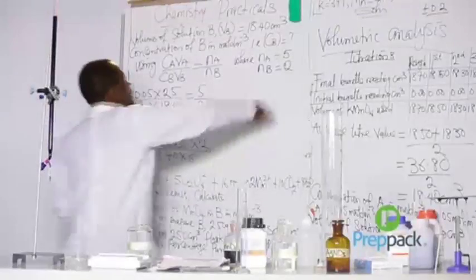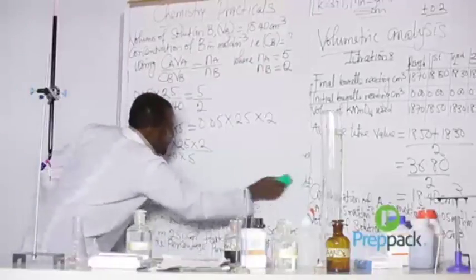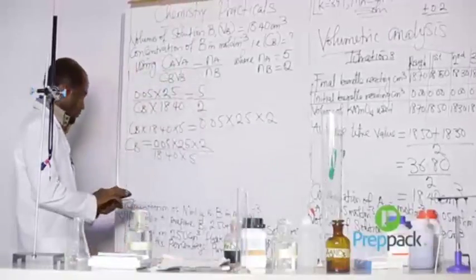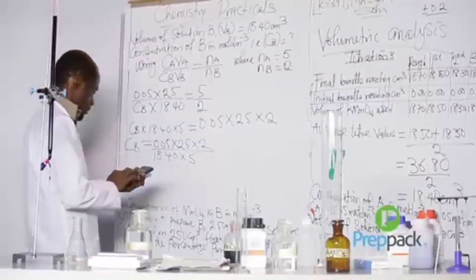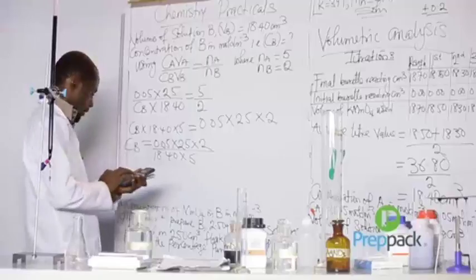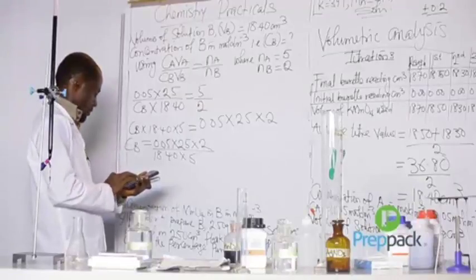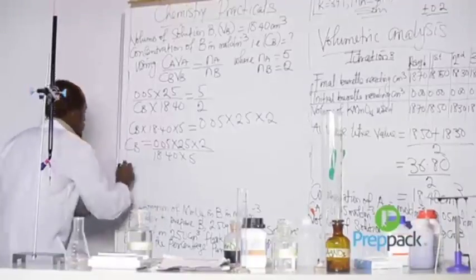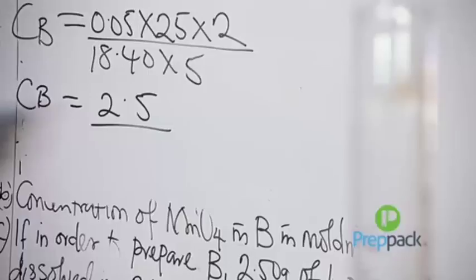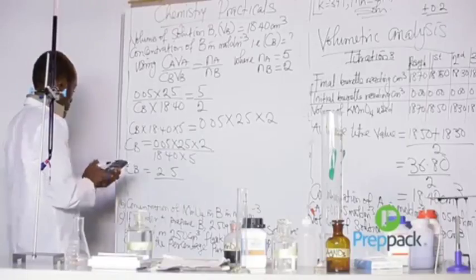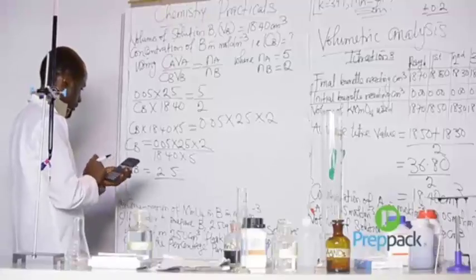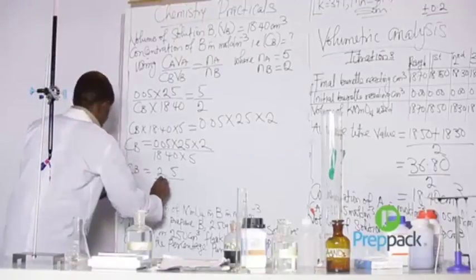So when you do that, at the end of the day, it becomes 0.05 multiplied by 25 multiplied by 2 equal to 2.5 over 18.40 times 5 equal to 92.